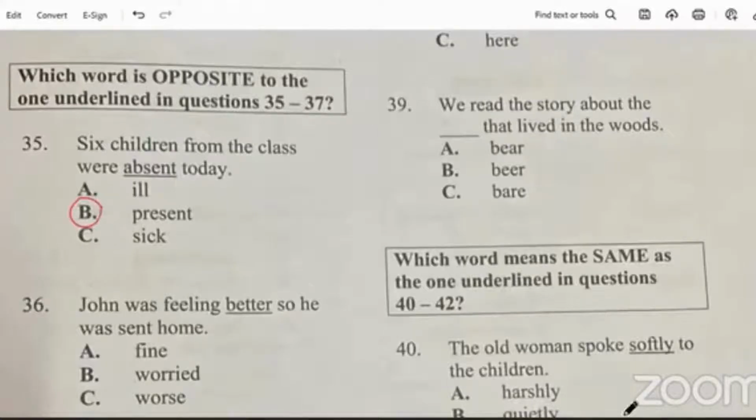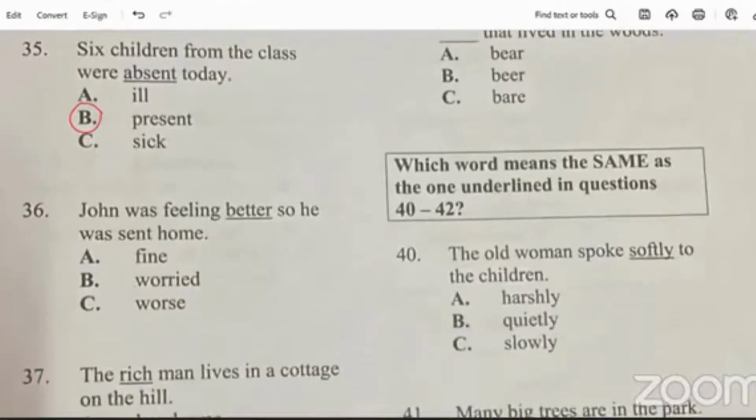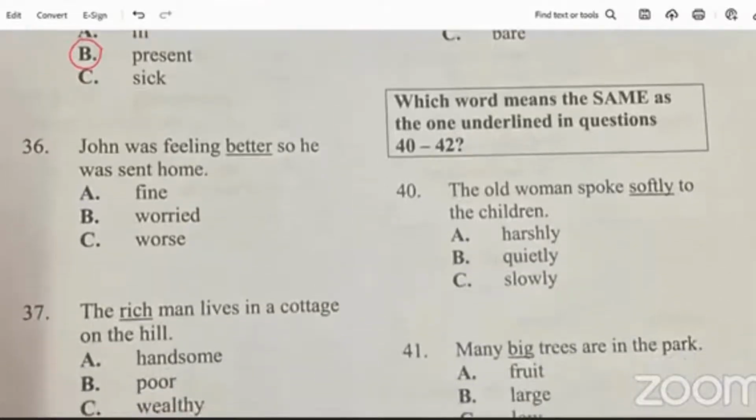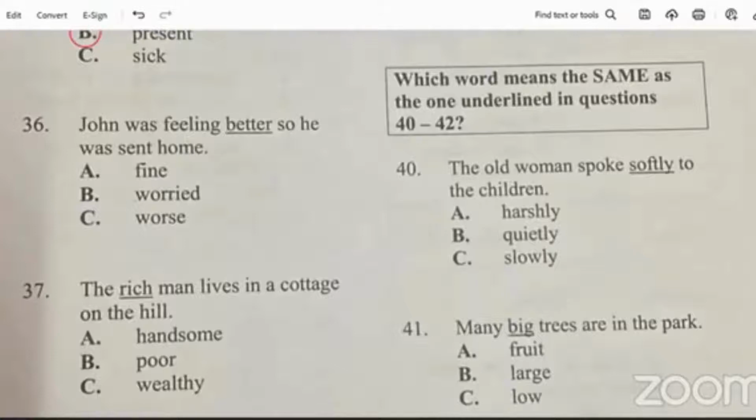B. Question 36. And I hope these questions are visible on the screen for you. John was feeling better, so he was sent home. What is the opposite of better? Is it fine, worried, or worse? The answer is worse. He was feeling worse. All right, question 37. The rich man lives in a cottage on the hill. What's the opposite of rich? Is it handsome, poor, or wealthy? Opposite of rich is poor.